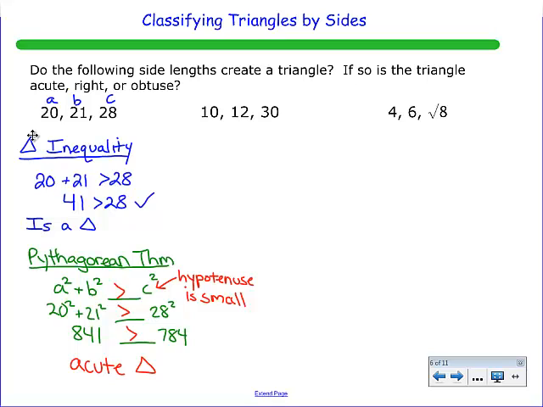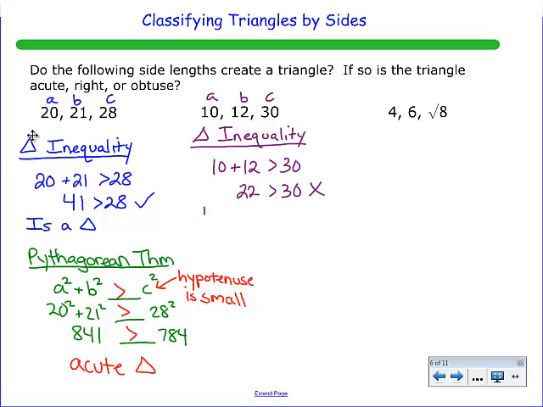10, 12, 30. First thing we want to do is label A, B, and C. So 30 would have to be C, so let's let 10 be A and 12 be B. We need to try the triangle inequality. And we really only need to test that the two smalls, 10 and 12, are bigger than 30. Is that true? Well, 10 plus 12 is 22. Is that bigger than 30? No. So this is not a triangle. It's really important you test to see if it's a triangle first, otherwise you're wasting your time.